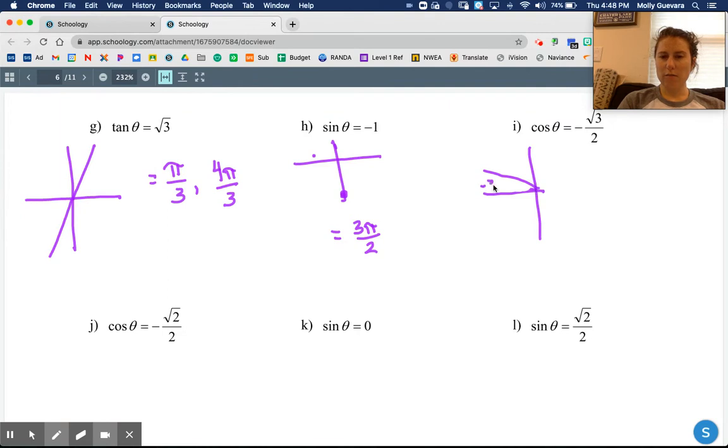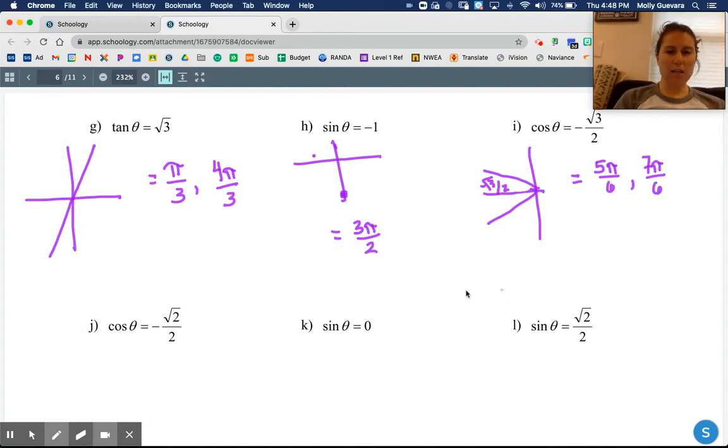So negative root 3 over 2. That's here and here. So that first angle is 5 pi over 6. Then I have 6 pi over 6 and 7 pi over 6. We just gotta make sure we really know our angles.